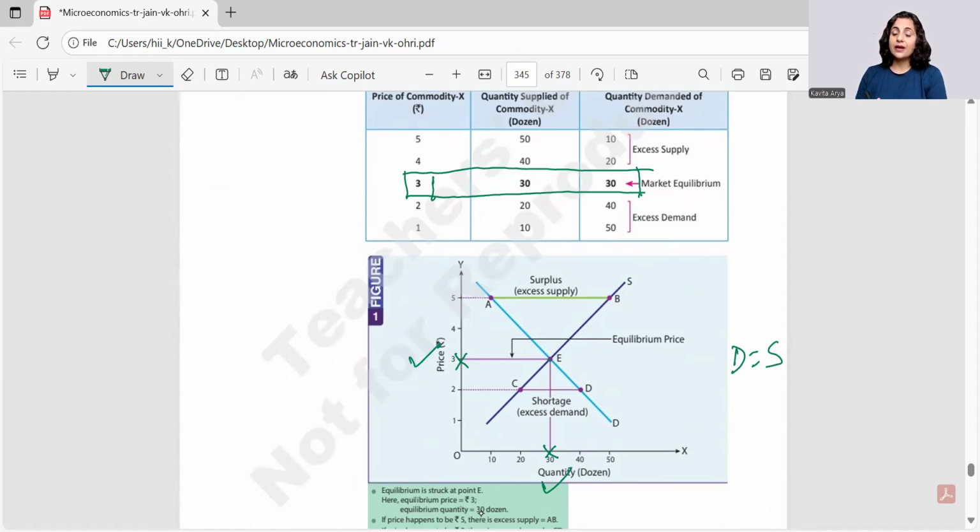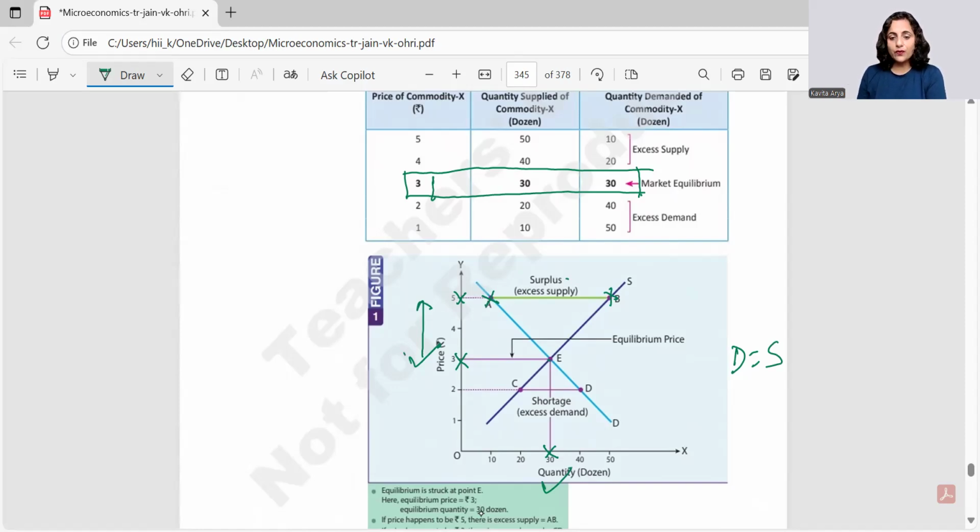Now the question comes, what if the price shows some fluctuations? If there is any upward movement or hike in the prices, what would it result into? At higher prices, we all know the suppliers are ready to supply more because they would have more profits. But at higher prices, the consumers demand less, right? So here it would be a situation of surplus or excess supply. The demand would be less and the supply would be higher.